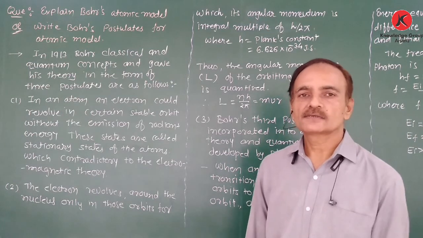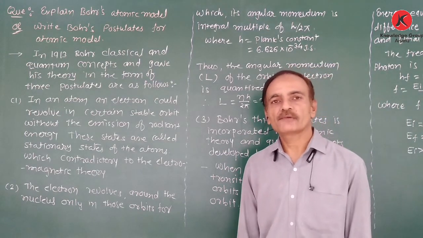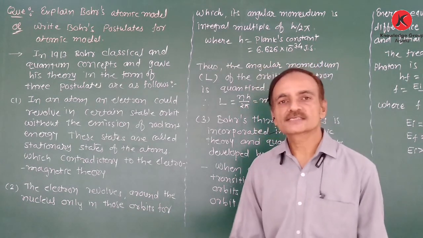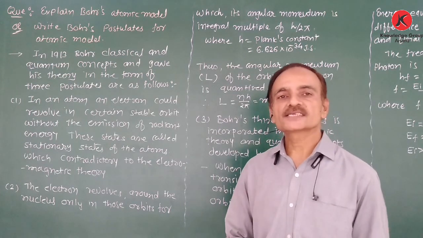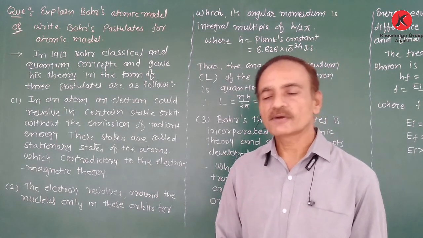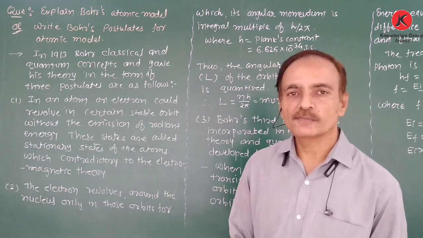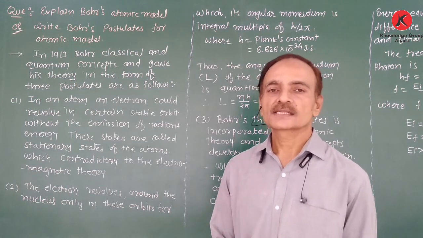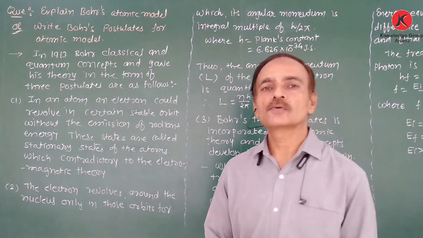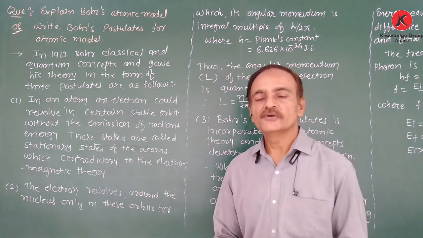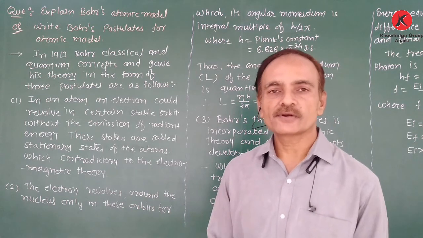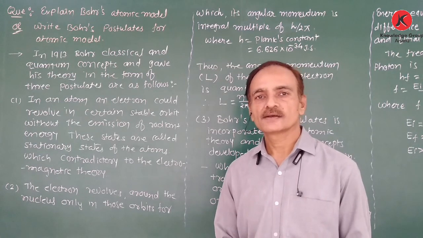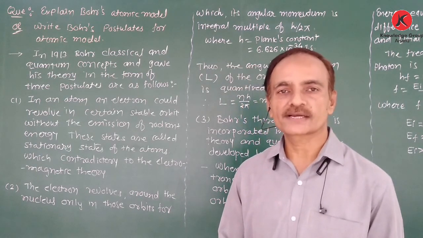Okay, we already discussed Rutherford's atomic model and also its limitations. Rutherford's model cannot explain the stability of an atom because the electron revolves in a circular orbit, so the energy of this electron decreases. As a result, the radius of the circular orbit also decreases, because during the circular motion around the nucleus, the electron continuously radiates energy.